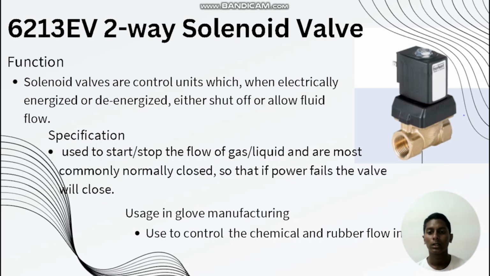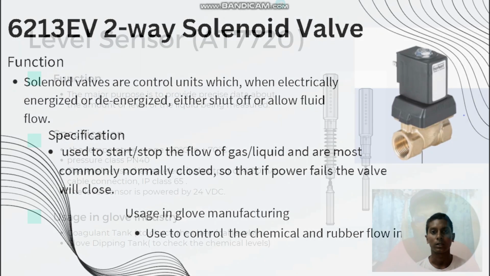Then the usage of two-way solenoid valve in glove manufacturing is to control the chemical or rubber flow into the tank. The solenoid valve is used in the nitric acid tank and sodium hydroxide tank, then the glove dipping tank. The solenoid valve is also used in the leaching process.